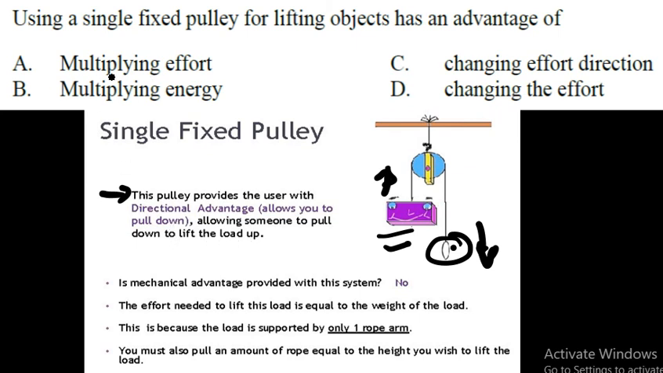So multiplying effort, no. Multiplying energy, this one completely doesn't work. No machine will multiply energy. C, changing effort direction, obviously this is what we discussed. Changing the effort, no, the effort will not be changed, it will be the same. Is mechanical advantage provided with this system? No mechanical advantage. The effort needed to lift this load is equal to the weight of the load. They are the same. So the answer is obviously C. Let us go to the next question.